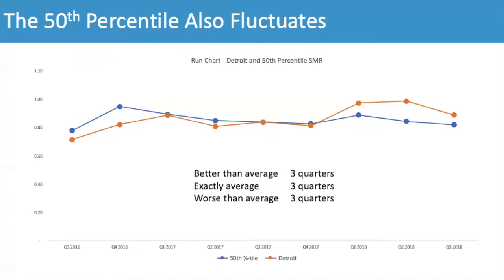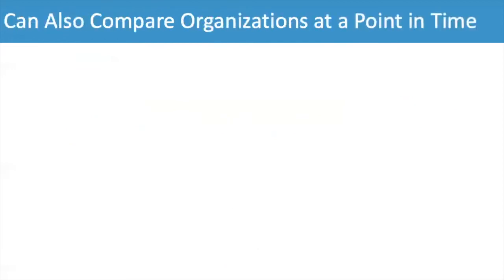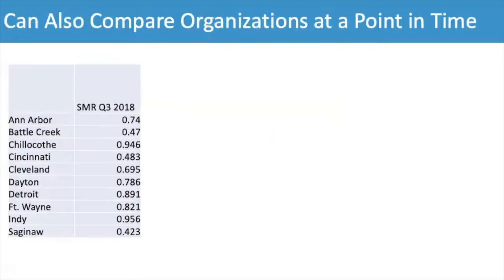So if we say, well, how is Detroit doing compared to the VA nationally? The answer might be, I don't know, or it depends. So this is where we can use process behavior charts to compare organizations at a point in time. There's a region in the VA, and there was one hospital, I forget what city it was, that didn't have data available. So I took the other cities, ranging from Ann Arbor, Michigan to Saginaw, Michigan, and there's some other states represented.